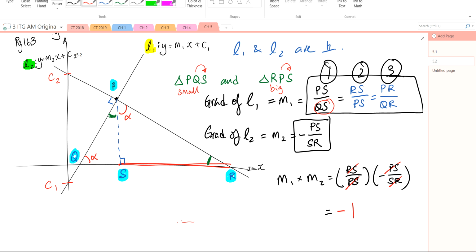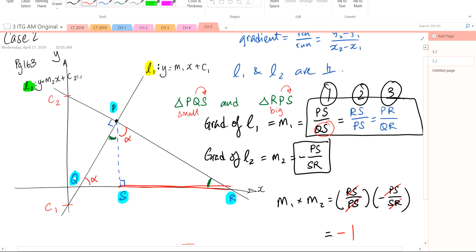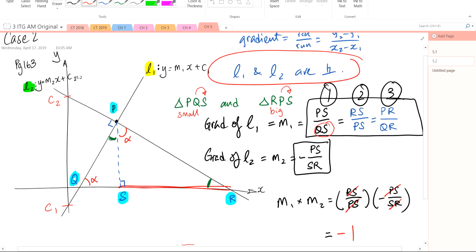If I don't have a negative sign, then it will be sloping up, which is not correct in this diagram. It is sloping down. What is the whole point of this? Remember what was the first assumption or first rule that we had? L1 and L2 are perpendicular. So when L1 and L2 are perpendicular, what do you see is the conclusion about the product of the gradient?